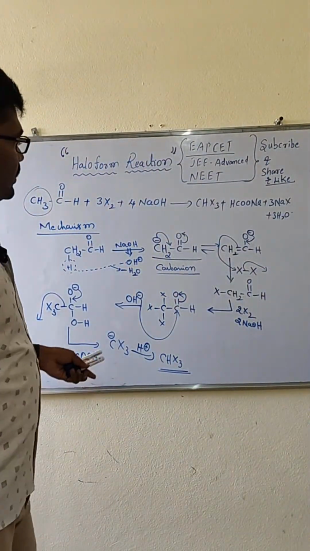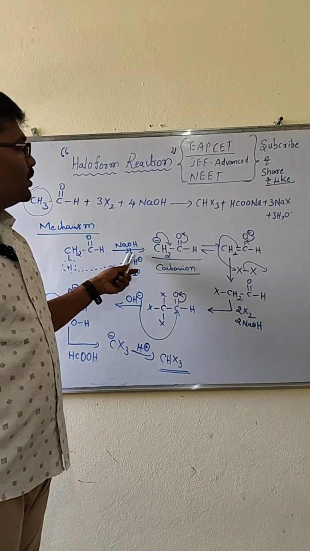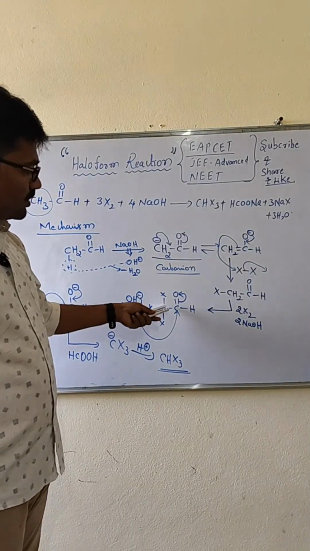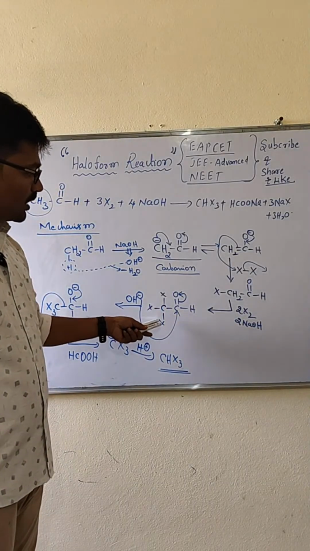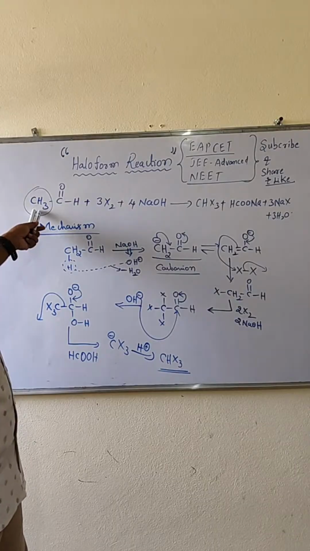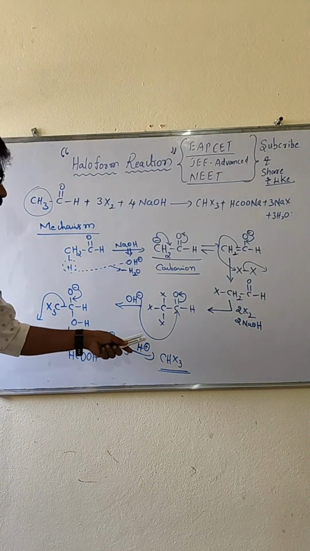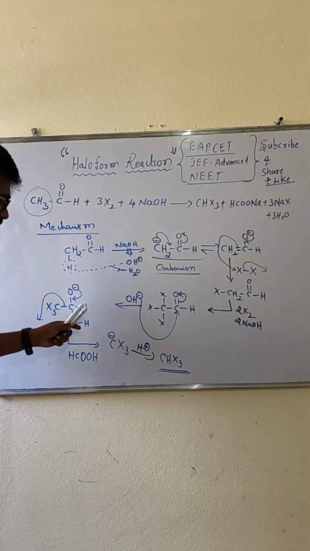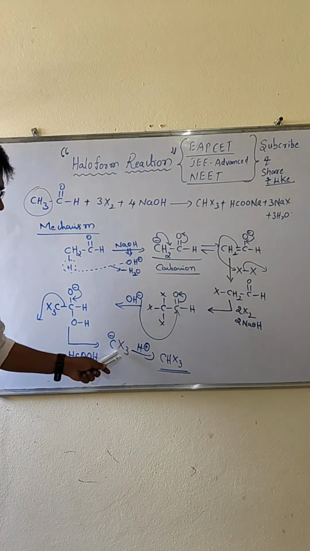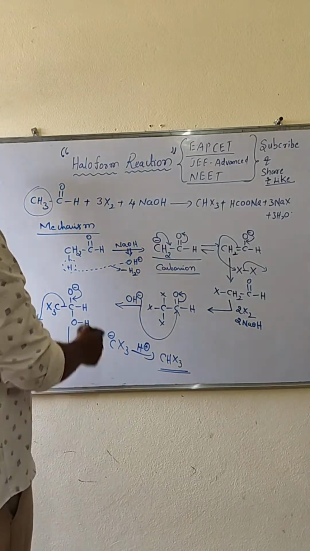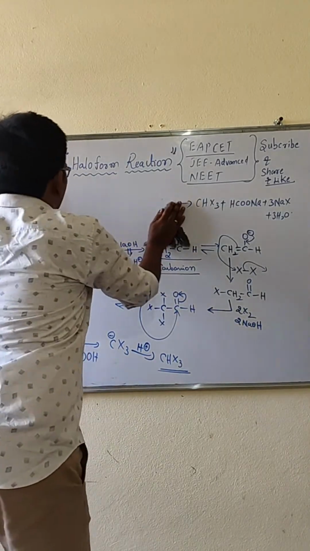So what is happening? When 3 moles of NaOH and 3 moles of halogen are used, 3 moles of halogens are replaced in the place of hydrogen atoms. Then what happens? One more mole of OH attacks, and that will be converted into carboxylic acid. Then this will be converted into CHX3. That is haloform. Clear?